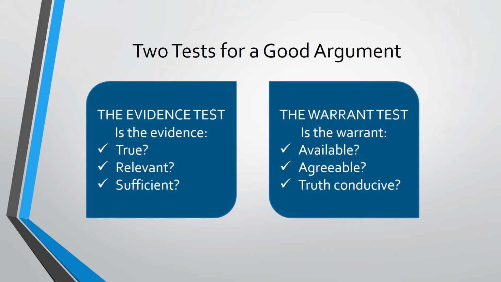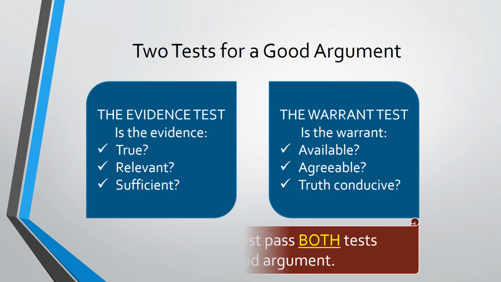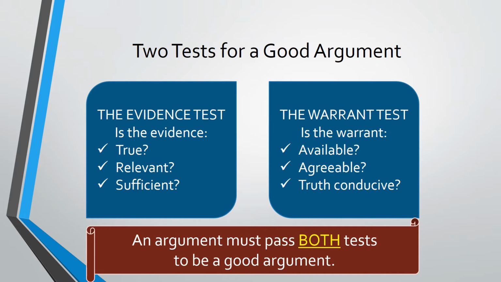So we have two different tests, each of which has three conditions, and all three conditions must be met in order for an argument to pass either test. Furthermore, an argument must pass both tests in order to be a good argument. So determining whether or not an argument is a good argument, whether or not it should influence our thinking or our actions, is a matter of properly evaluating the evidence and the warrant to determine as best we can whether or not they pass their respective tests.